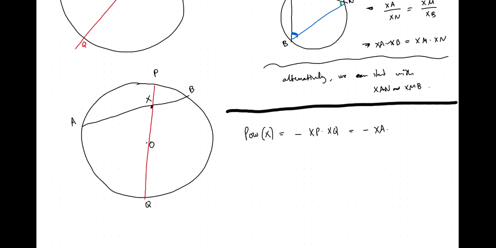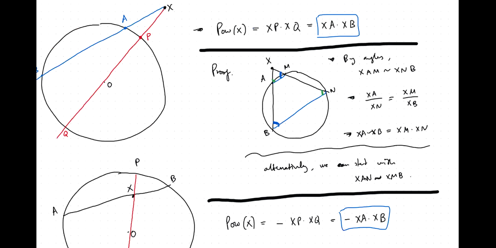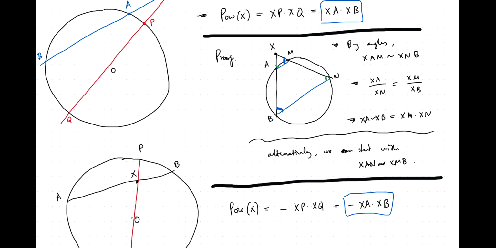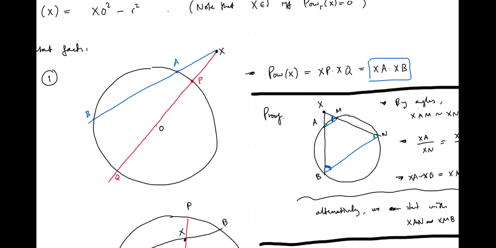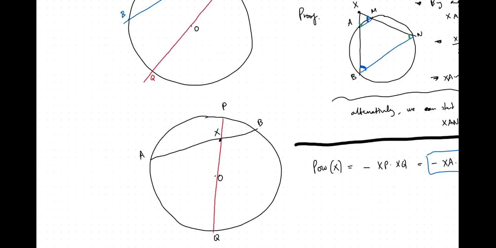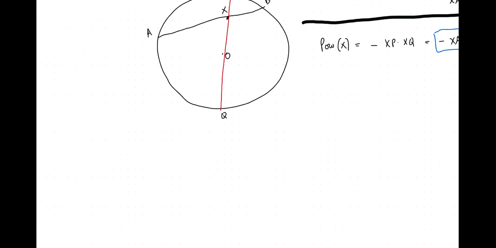So this is the power formula. This is by definition. You see that this is by definition, and this is by the proof above. All right, this is our first fact about the power. This is something probably all of you already know.